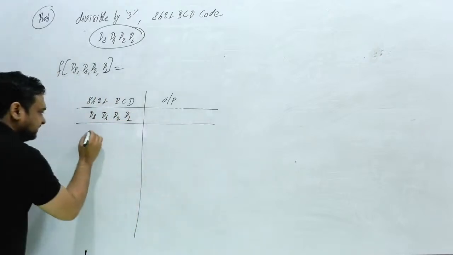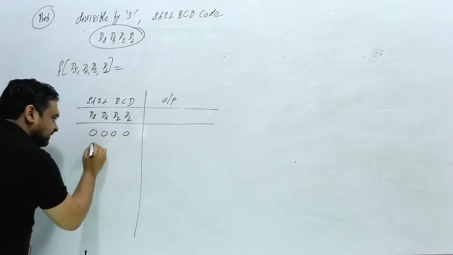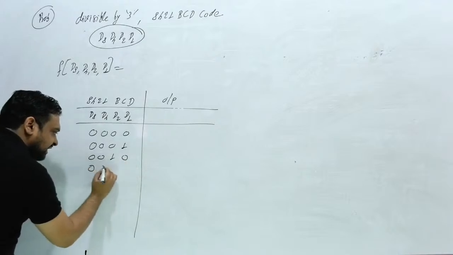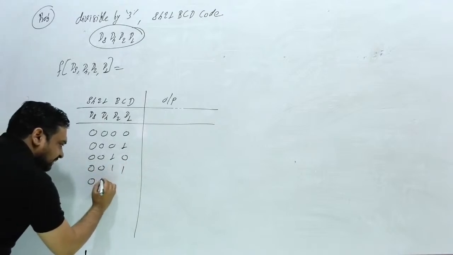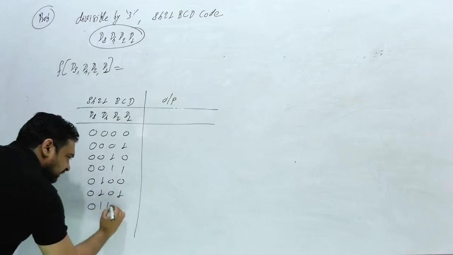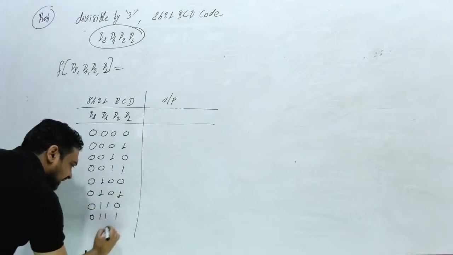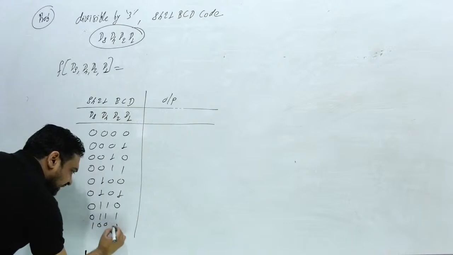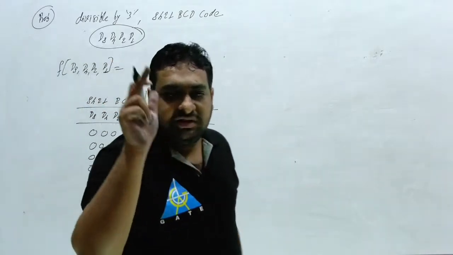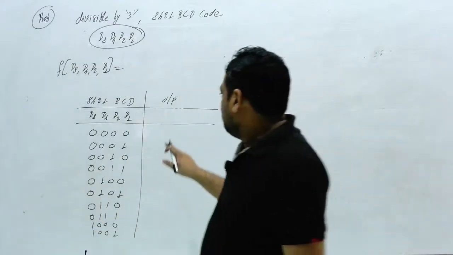Okay, now this can be 0000. This can be 0001. This can be 0010. This can be 0011. This can be 0100. This can be 0101. This can be 6. This can be 7. This can be 8 and this can be 9. Can you say? BCD is only defined from 0 to 9.